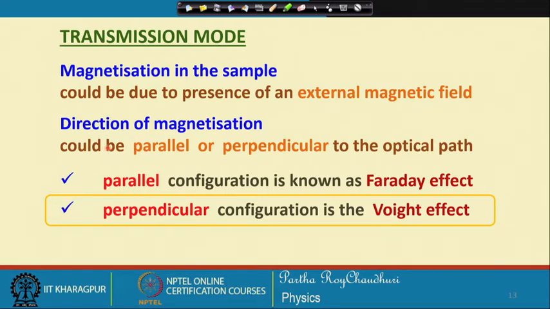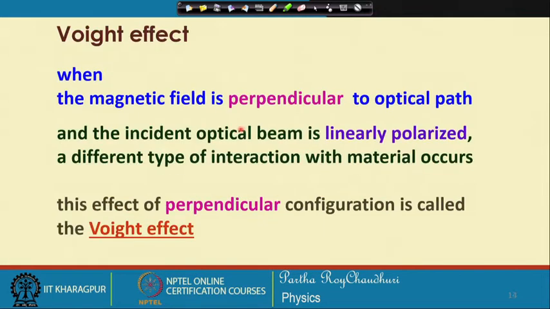This magnetization could be parallel and perpendicular. Now, we will consider the perpendicular configuration, which is the Voight effect, and when the magnetic field is perpendicular to the optical path, the incident optical beam is linearly polarized, then a different type of interaction with the material occurs.